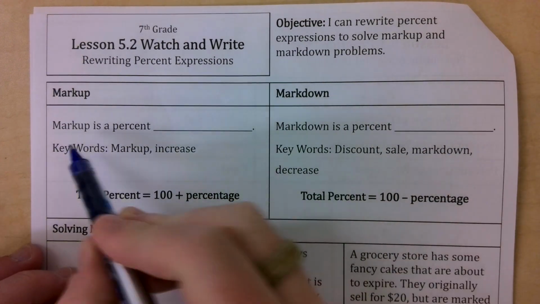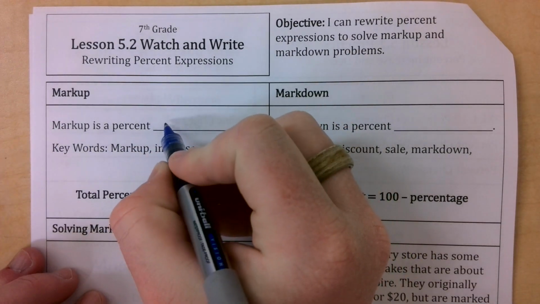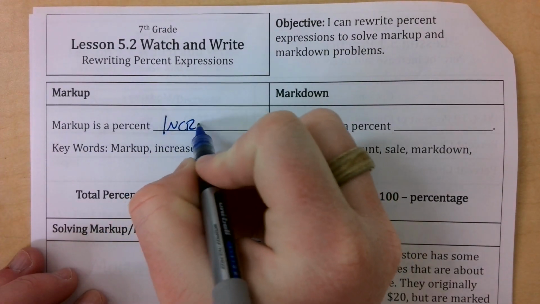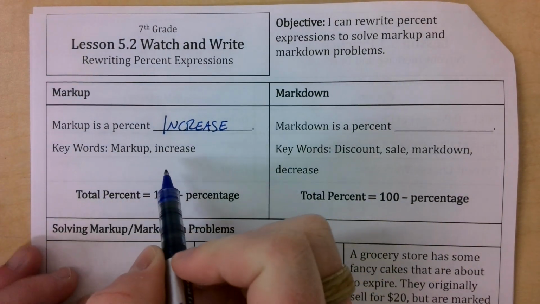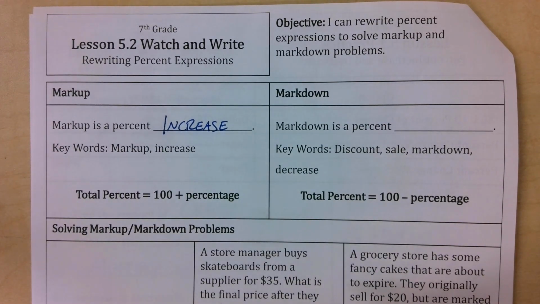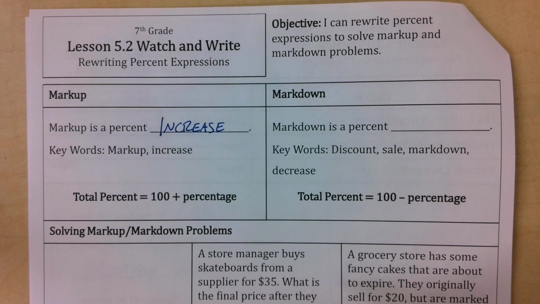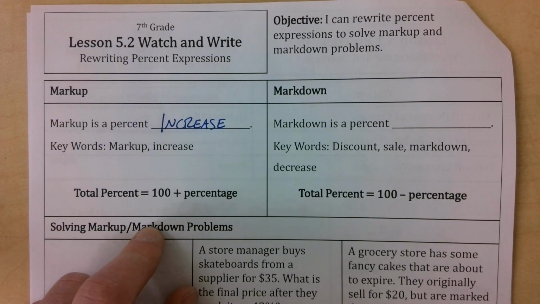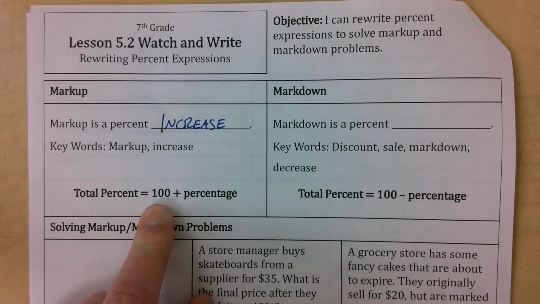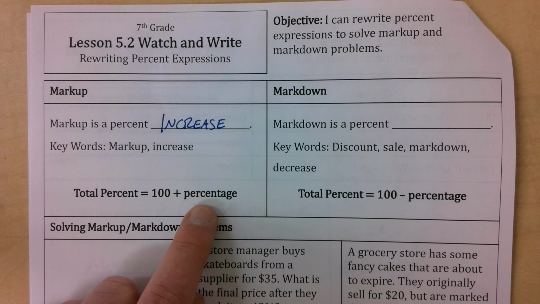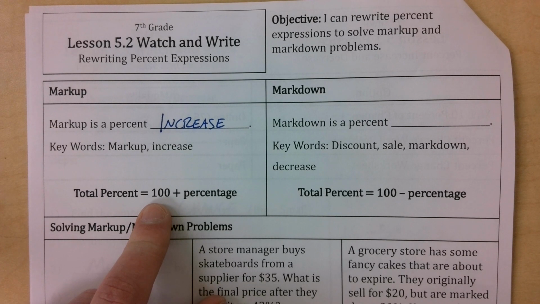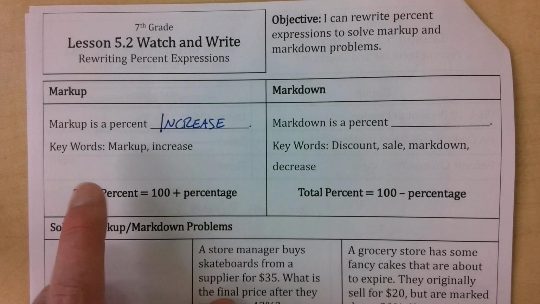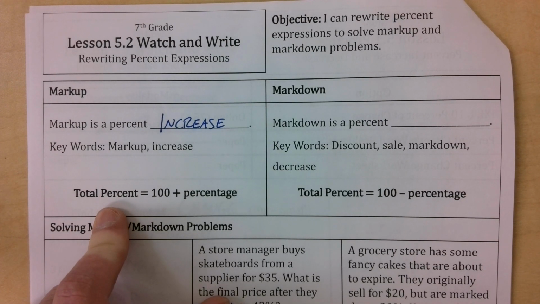All right, markup is a percent increase. That means something is going up. You're going to see words like markup or increase to describe that in word problems. And to find the percent increase, we're going to add 100 plus the percentage listed in the problem to get a total percent. Because we're starting with 100% of the price, and we're increasing it by another percentage. So we're going to have a new percentage that's over 100%.